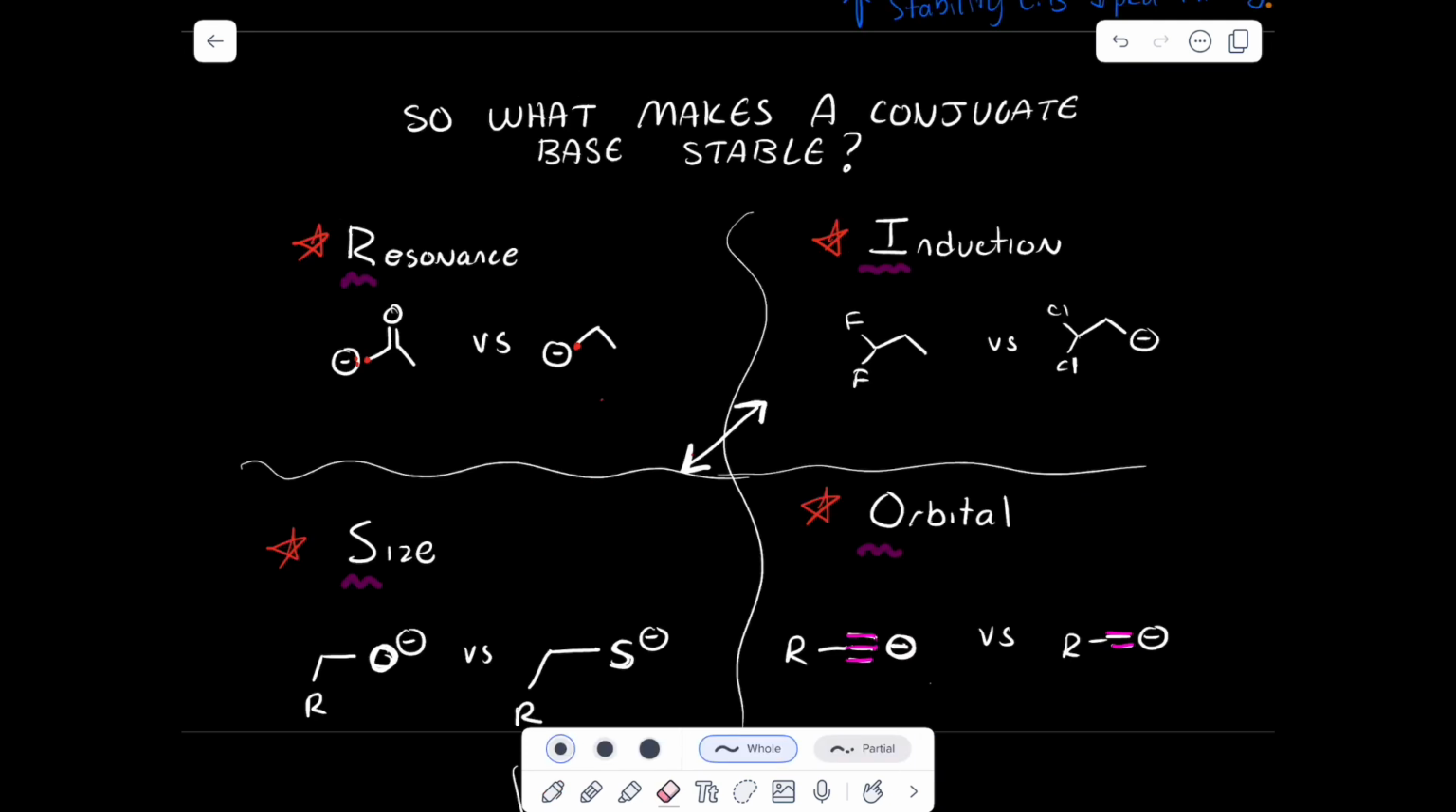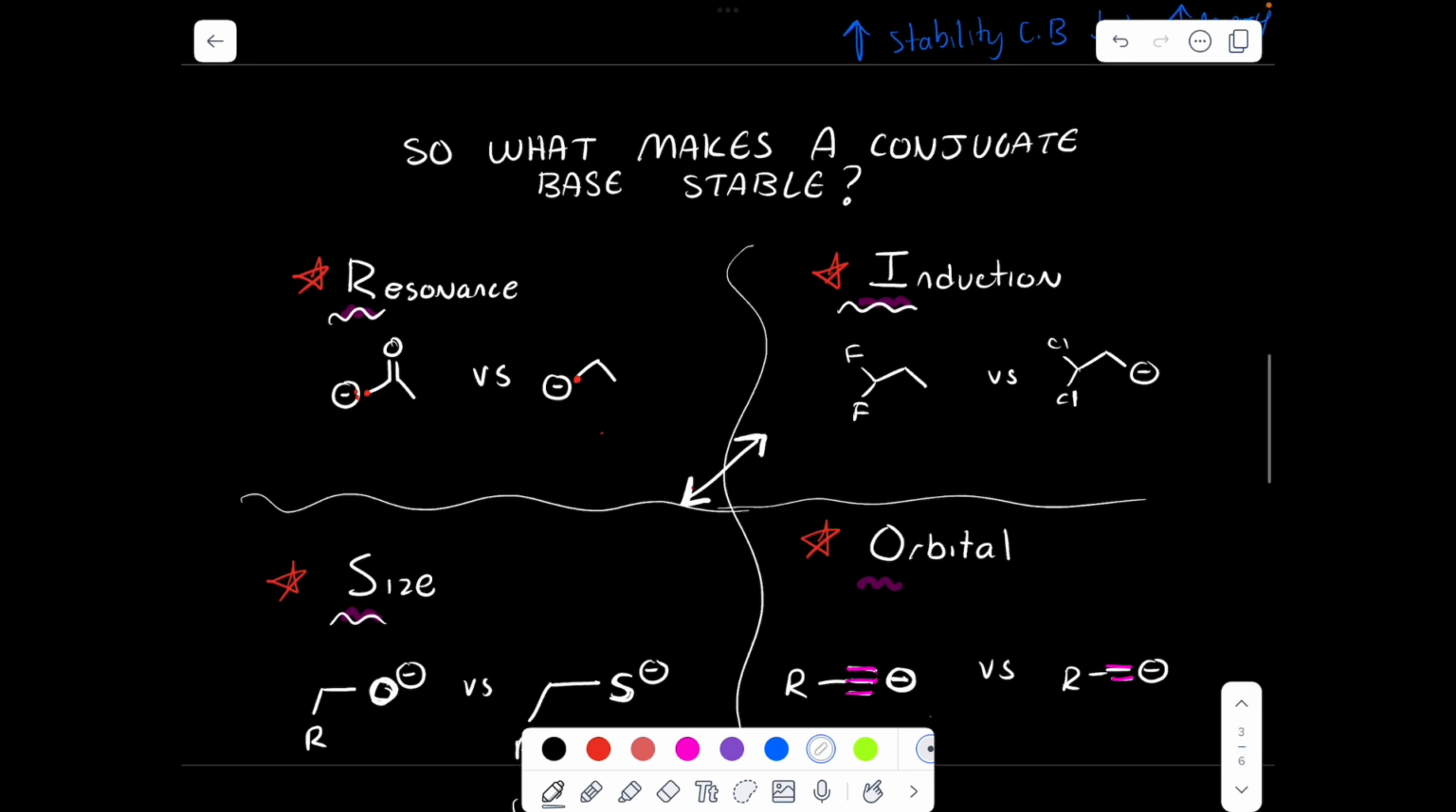All right, so what makes a conjugate base stable? We're going to argue the stability of the conjugate base based off of resonance, induction, size, and the orbital that the negative charge resides on. So let's dive into resonance.